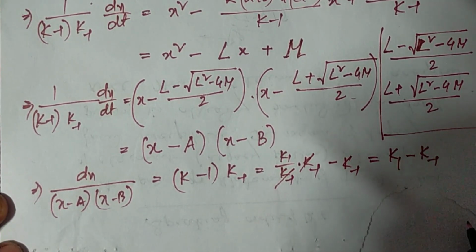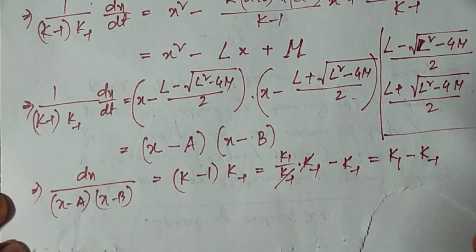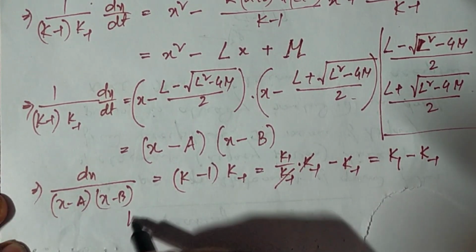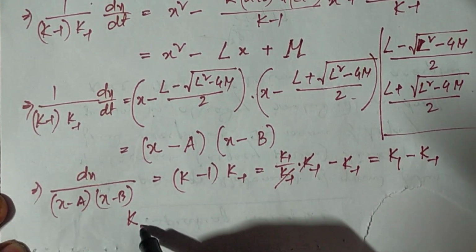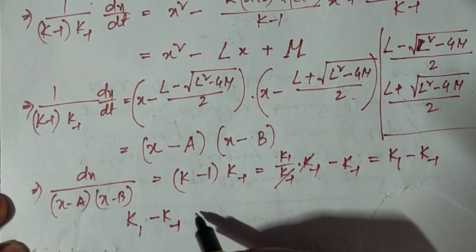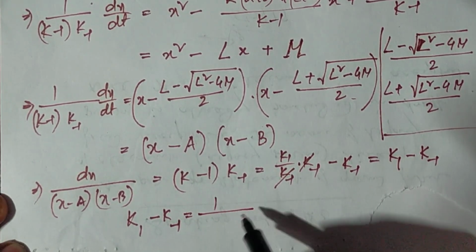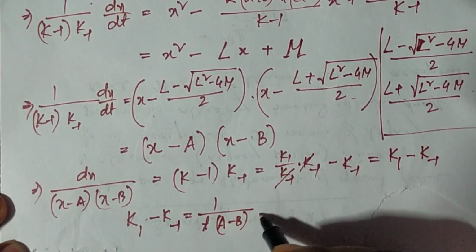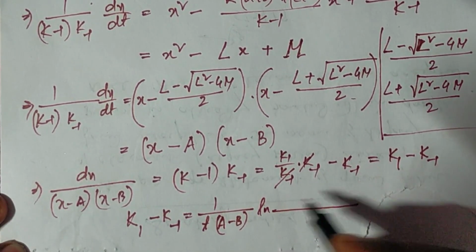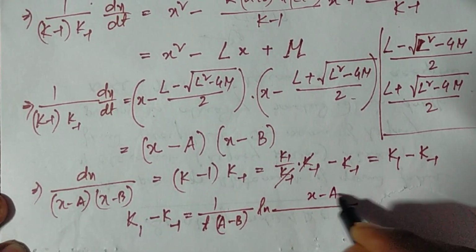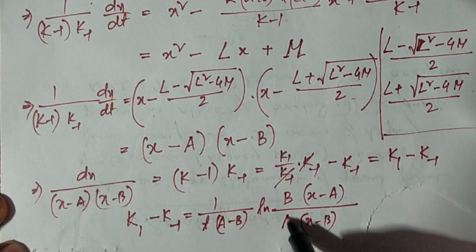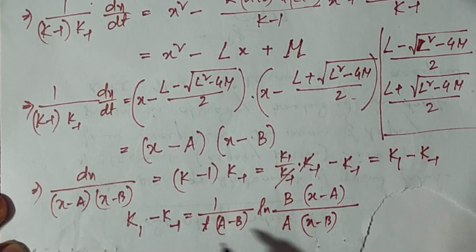Okay, so if you integrate this equation, you will get k1 minus k minus 1 is equal to 1 by t (a minus b) ln of (x minus a)(x minus b), here it will be b, and here it is a. So it is also easy to remember.